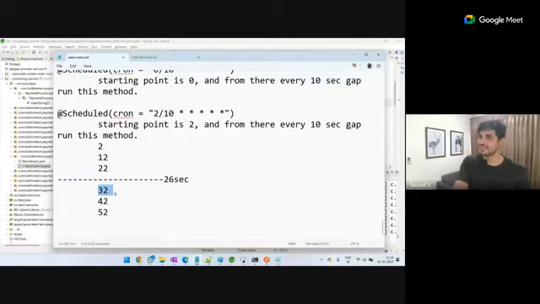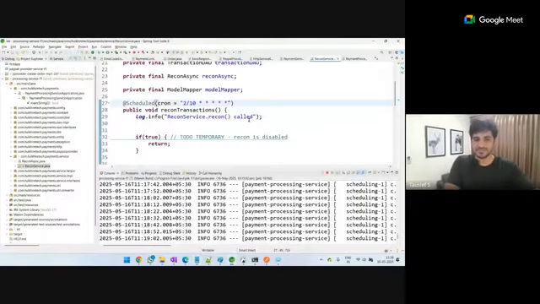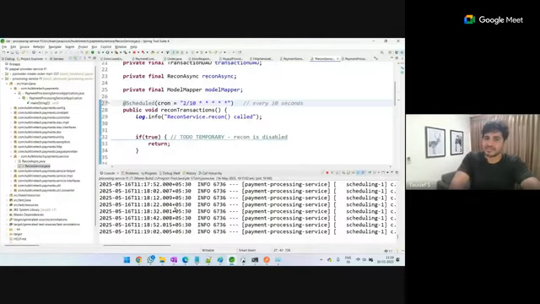Sometimes people again get confused here. They say starting point means it will wait till the first 2 happens and then put the gap. No, it doesn't work like that. Okay, let's try to experiment with this. We will do a save. 2 has already happened. We will wait for some more time here.